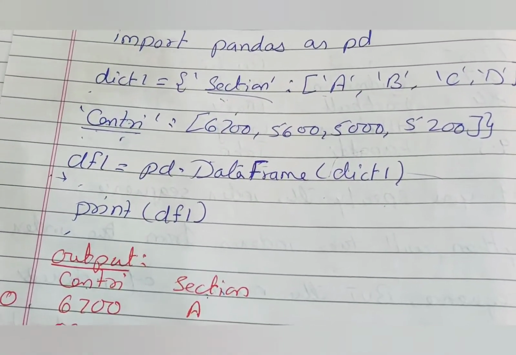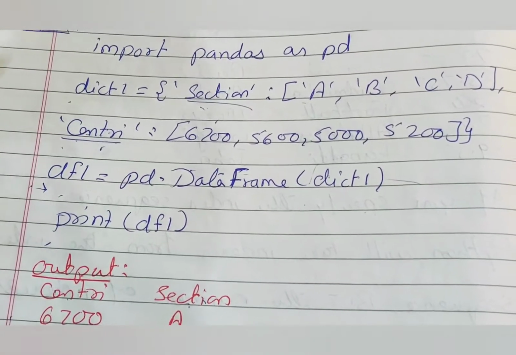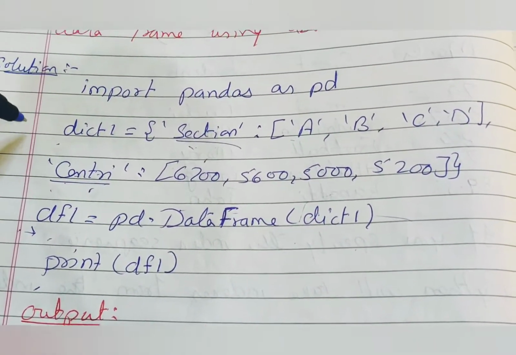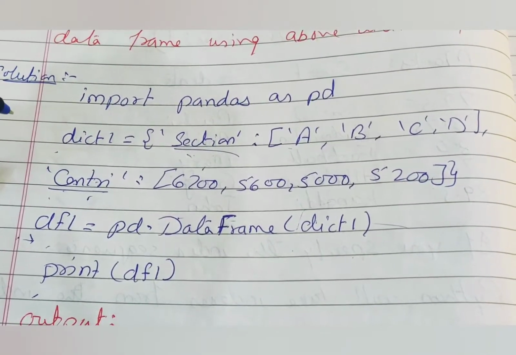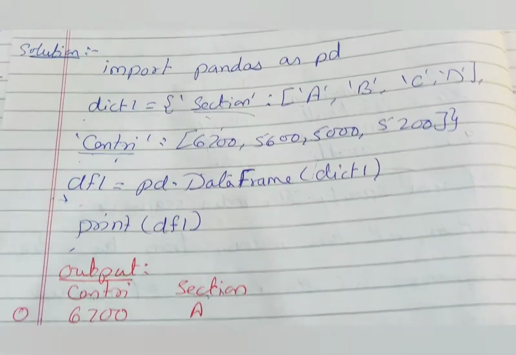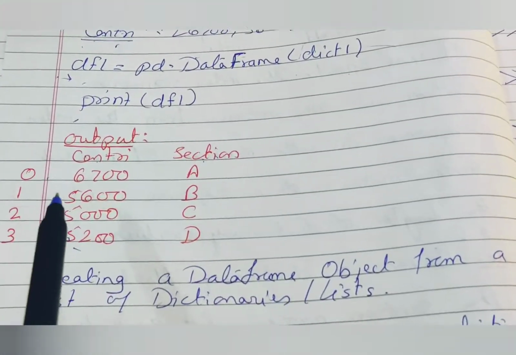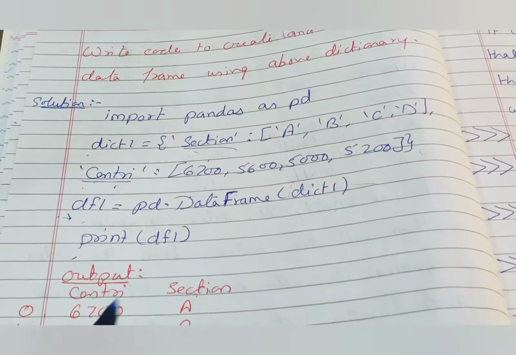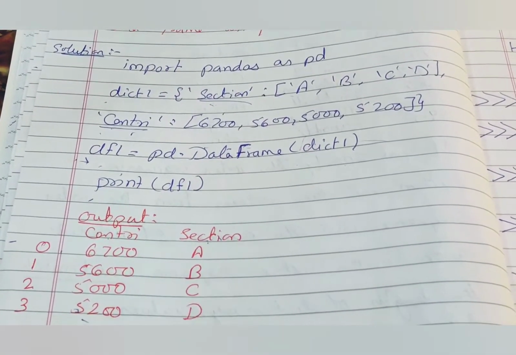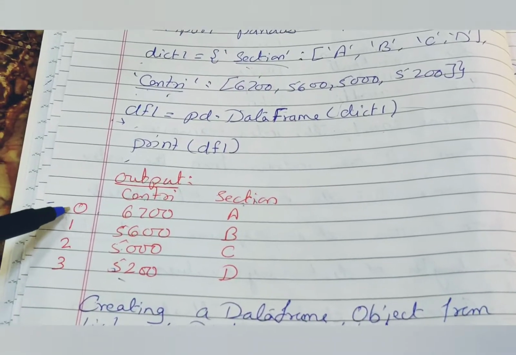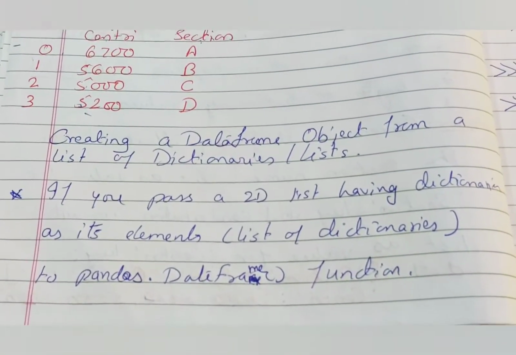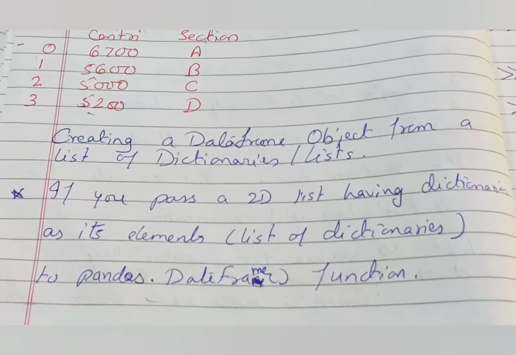The earlier question we did in interactive mode, and this is script mode. You are writing this program in script mode by saving the file with a .py extension. Okay. Now the output will be country 6700, 5600, 5000, 5200. Then A, B, C, D section. By default 0, 1, 2, 3. Okay.